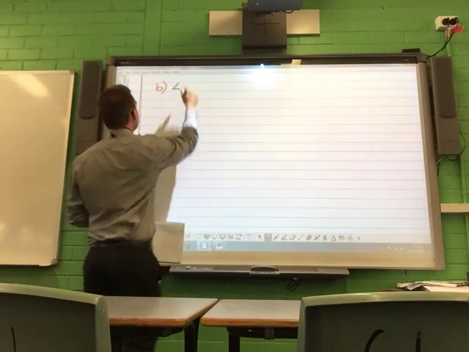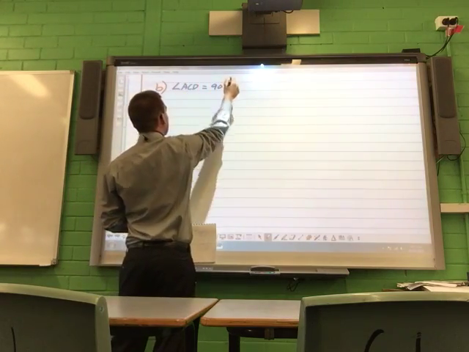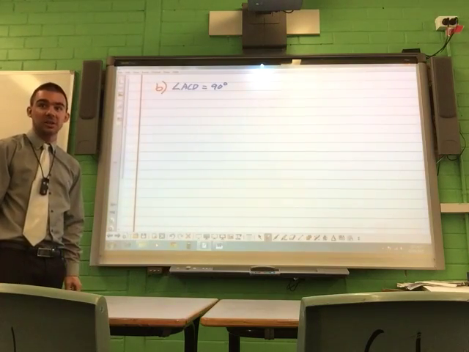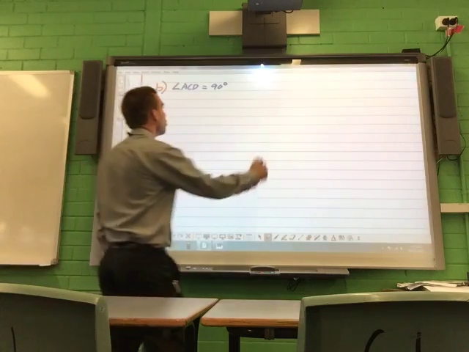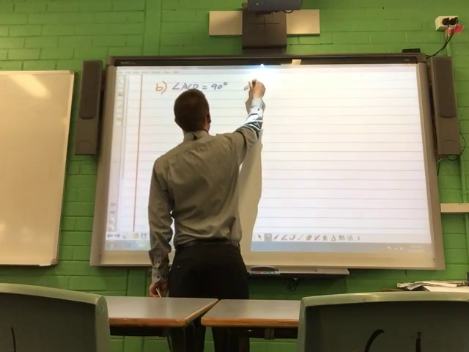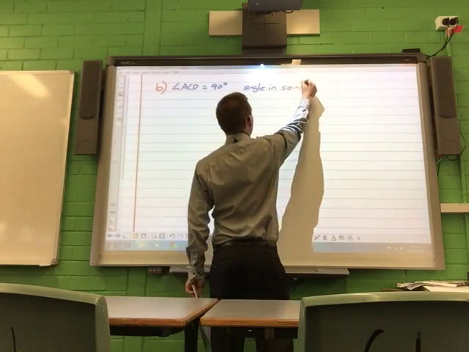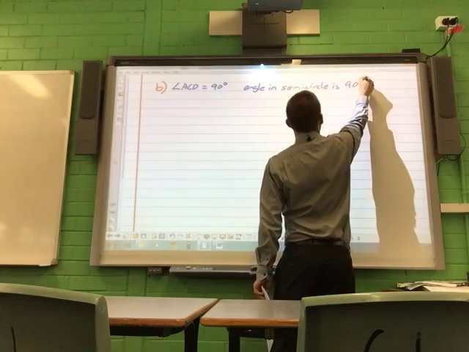Angle ACD is going to be 90 degrees. Okay, so it is either angle at centre is twice the angle at circumference because you've got the two radii, or more specifically, angle in semicircle is 90 degrees.